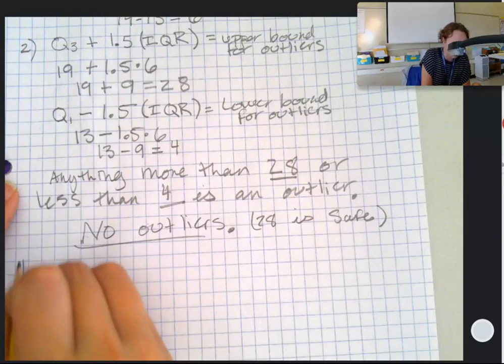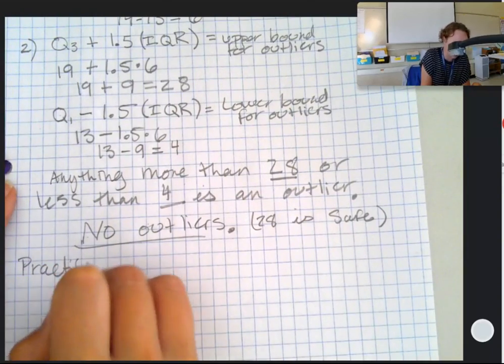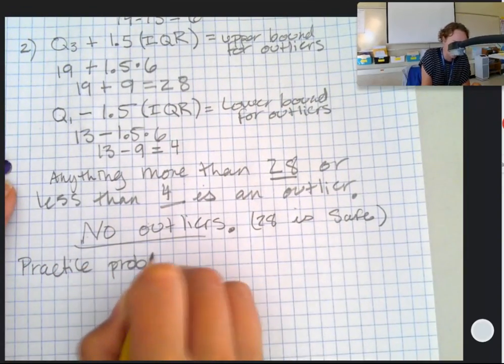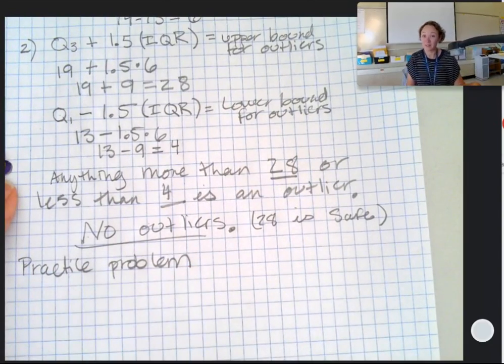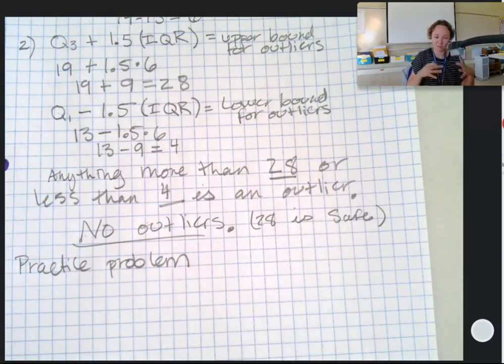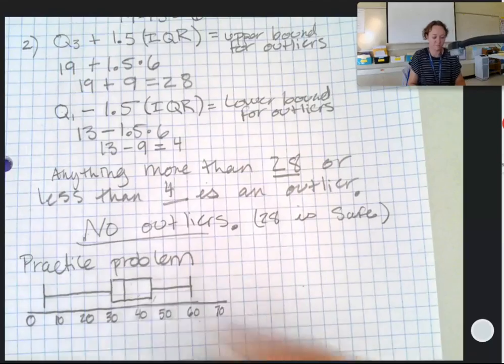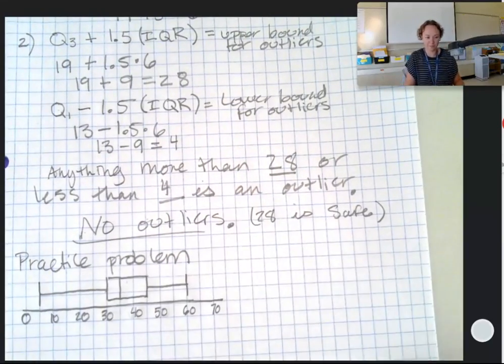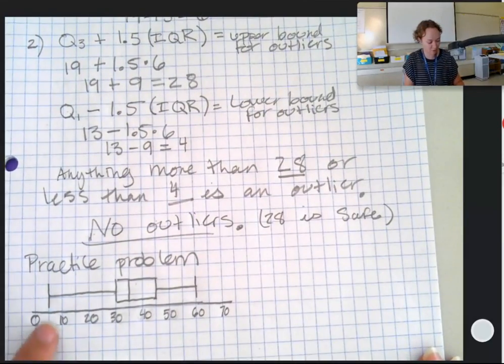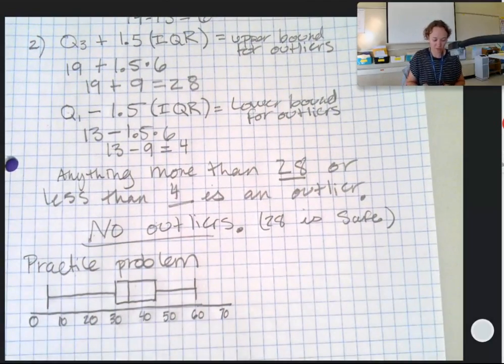All right, practice problem. So on this one, I gave you the actual numbers. This time, I'm going to give you the box plot. So that means less math for you to do because I've already done it, but you have to make sure that you understand what the different pieces are. All right, so here's our box plot. I've tried to draw those right on the lines for you.